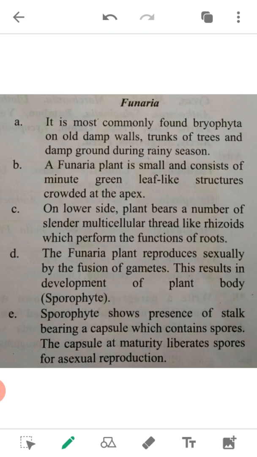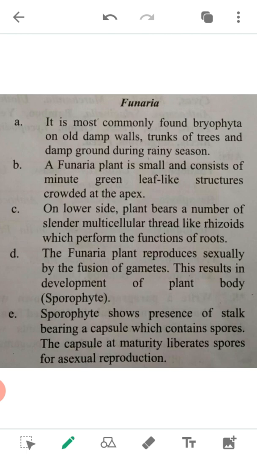Next point, C: on the lower side, plants bear a number of slender multicellular thread-like rhizoids which perform the function of roots. Next point, D.